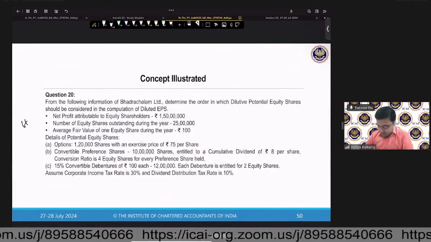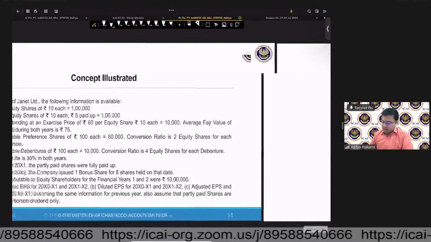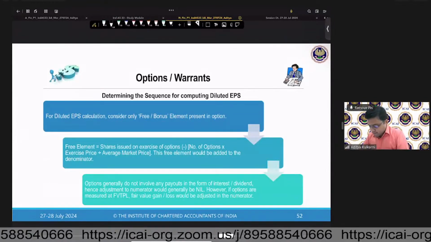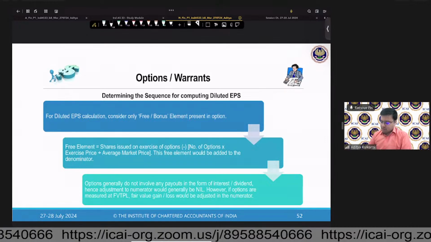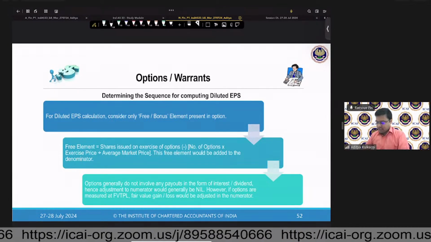Okay, this I have left you for homework. Same for 21, I have left with you. Okay, all right. Determining the sequence for computing diluted EPS. Go through this in the case of options and warrants.